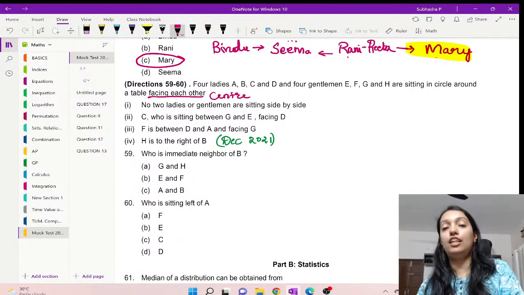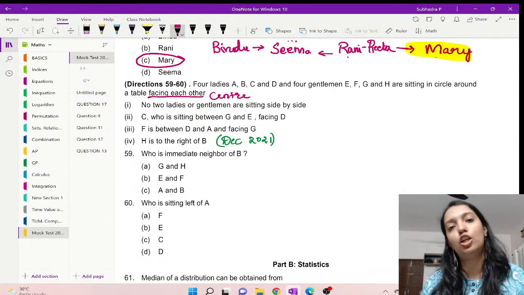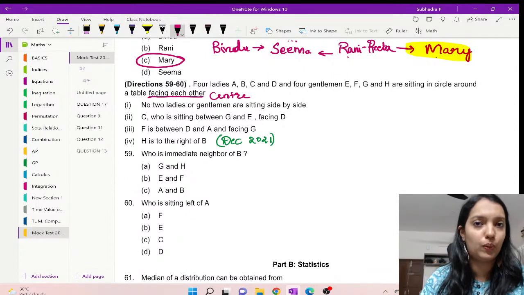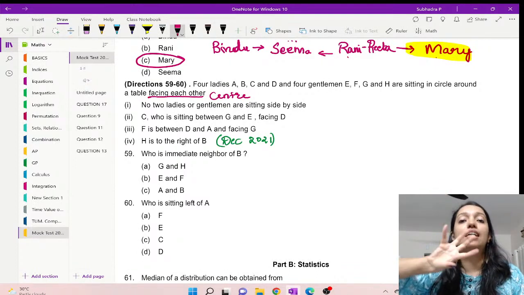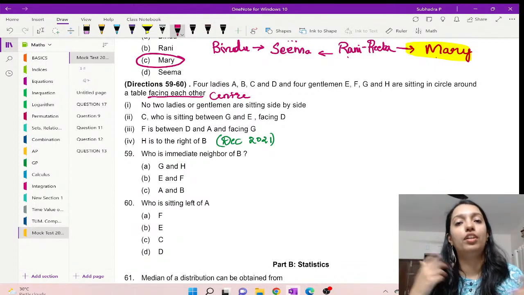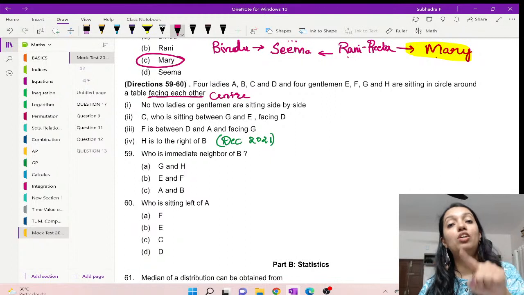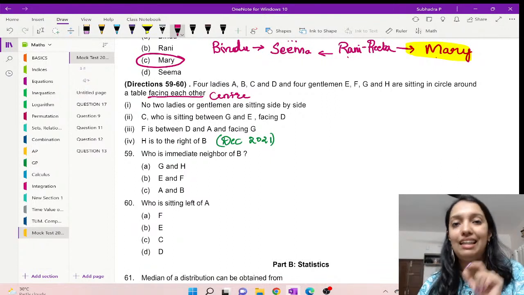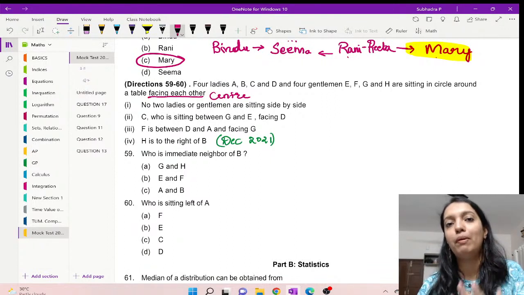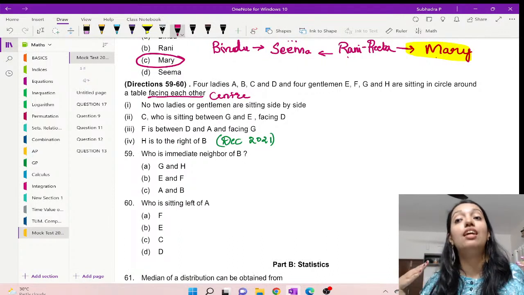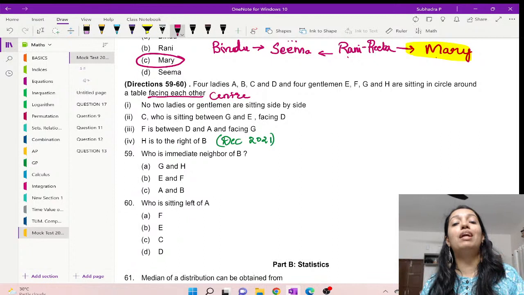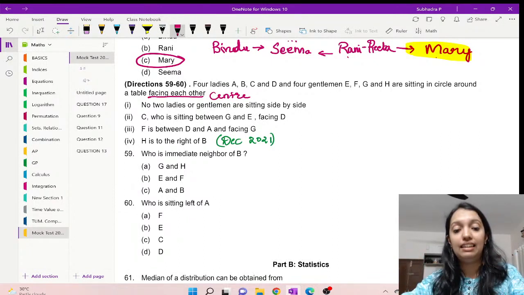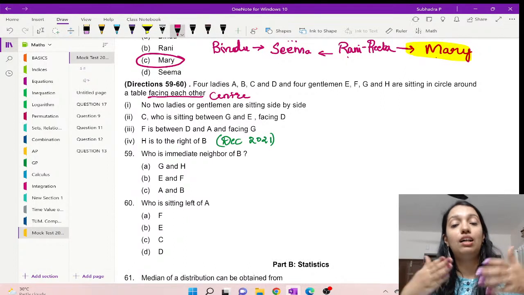Remember, in seating arrangement, there are totally 4 types of questions: linear arrangement, double row arrangement, circular arrangement, polygonal arrangement. We are speaking about circular arrangement right now. In circular arrangement, I told that people can face in 2 directions, either towards the center or away from the center. If the question remains silent, we always assume it to be away from the center, but in this question they have told they all are facing each other.